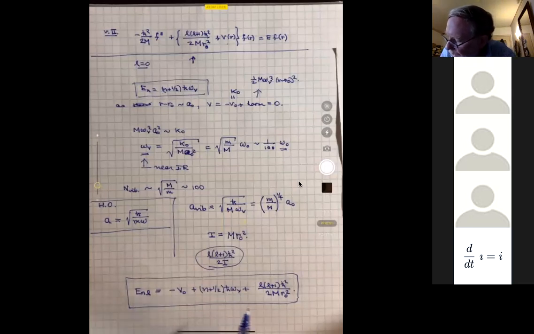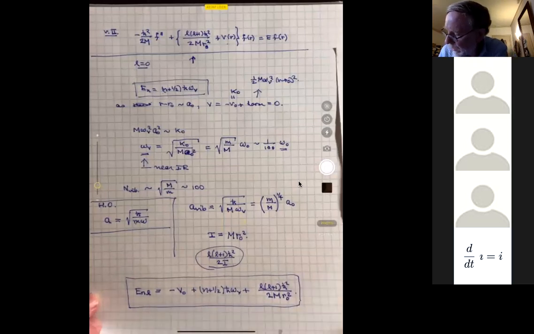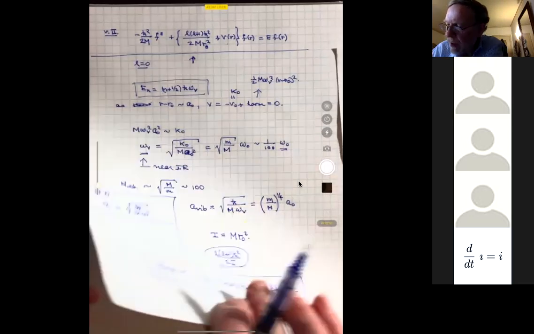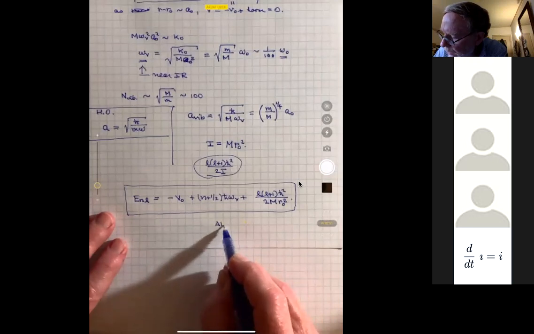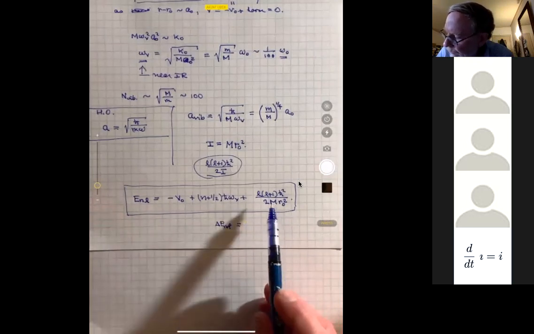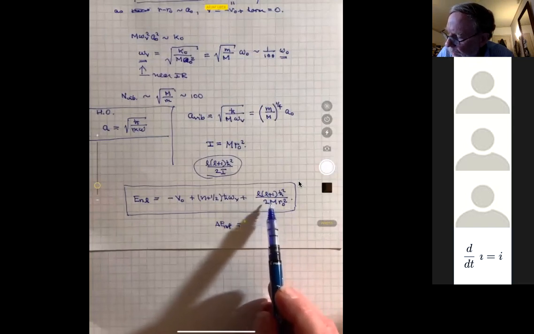Before I go on, I want to address the rotational part of this energy and do a calculation to see how it compares to the other terms in the energy. In particular, how does it compare to the vibrational energy? To do that, let's consider delta E rotational. And delta E rotational will be just the difference in the rotational energy, let's say between L equals 0 and L equals 1. If so, the delta of L times L plus 1 is just 1.